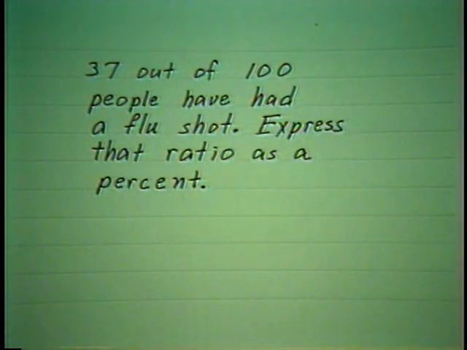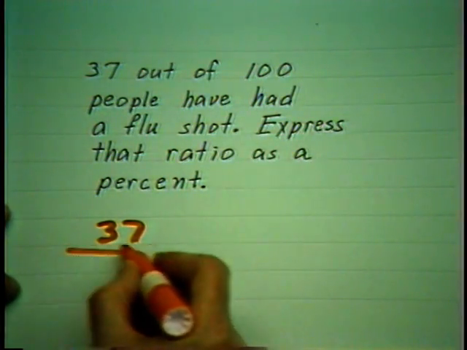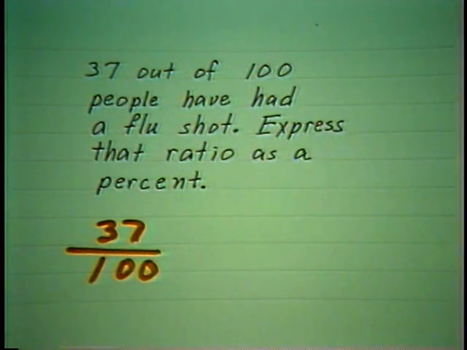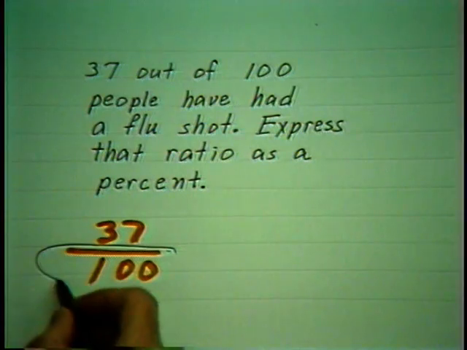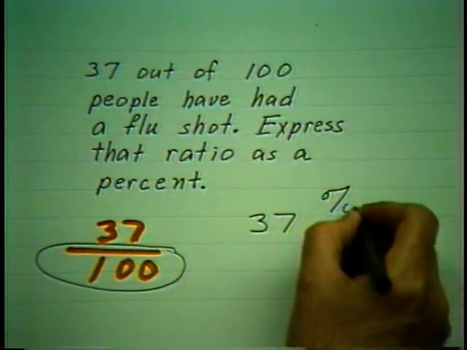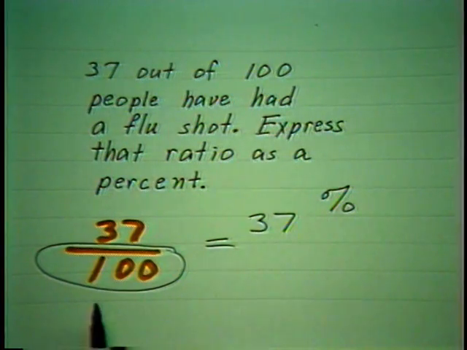As an example, if you have this statement that 37 out of 100 people have had a flu shot. Now let's express that ratio first. 37 out of 100 have had a flu shot. Now when they say to express this as a percent, we simply want to, as a matter of notation, replace those marks by that mark. This means percent, per cent. Just that simple.